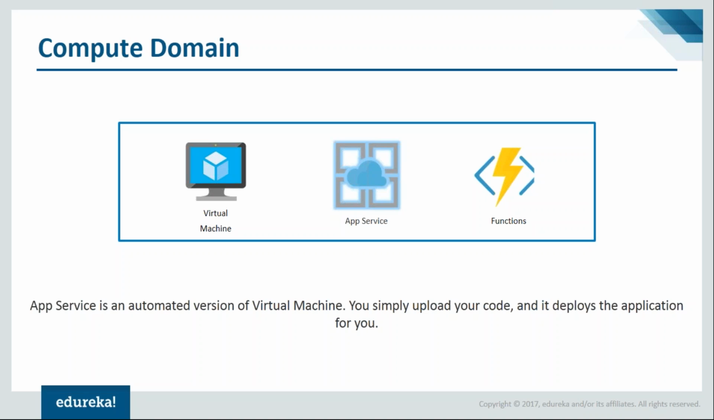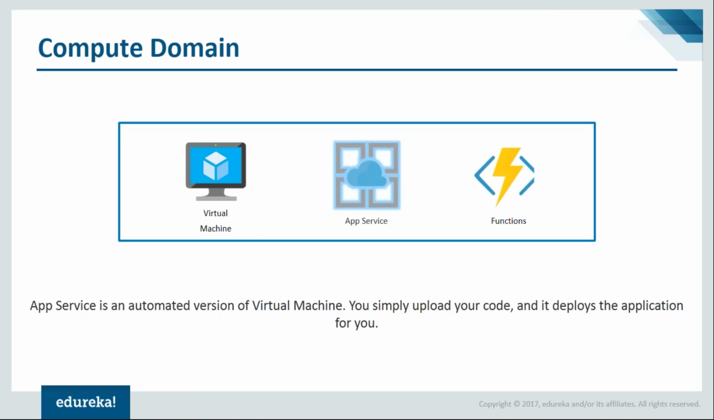So there were a lot of things that you had to do in your virtual machine. With app service, you don't have to do anything. You just have to specify what language you want. Say for example, I want a PHP website, so I'll select PHP. I'll click next. Then it'll ask me what kind of configuration of servers I want. I'll specify the configuration, I click next, and that is it.